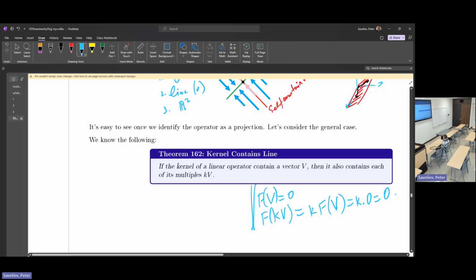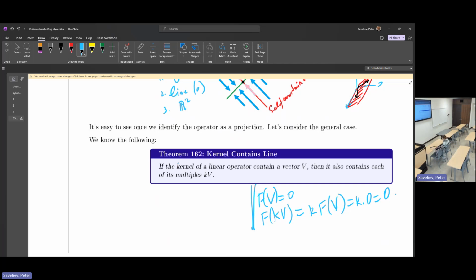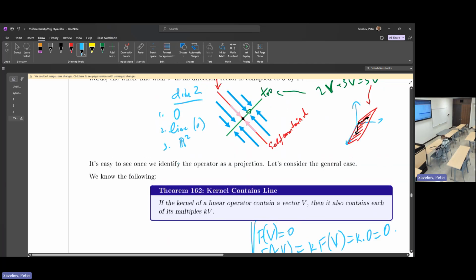Okay, so once again, a vector v goes to 0 under f. Where does its multiple go? It also goes to 0. Okay, so that's what the picture here shows.